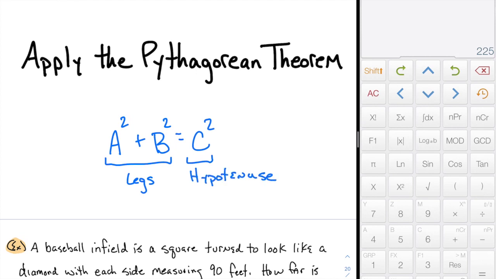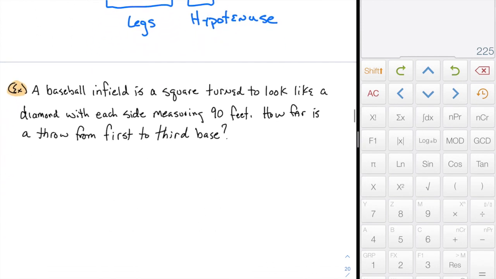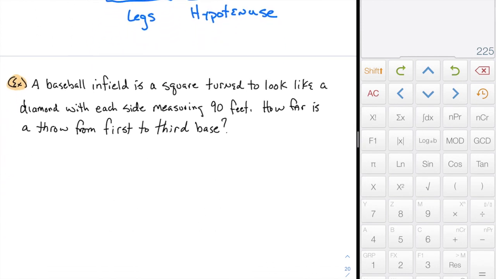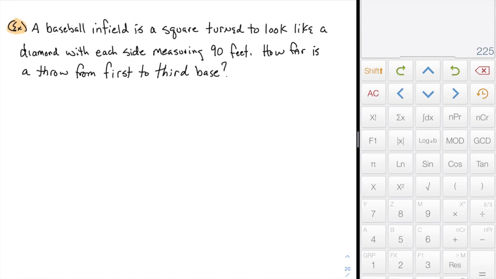H-Y-P-O-T-E-N-U-S-E. It has a special name. So with that in mind, let's look at two examples. I have a calculator to my right because I'm going to probably use that. The first one, and you should notice the first one has no image. That's also a key component of solving these problems, is quite frankly just drawing a picture. If you were in my class, I would tell you draw a picture first. So let's read this and draw a picture.